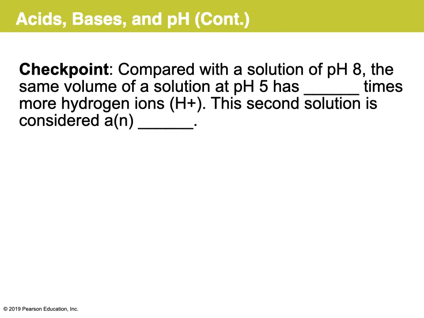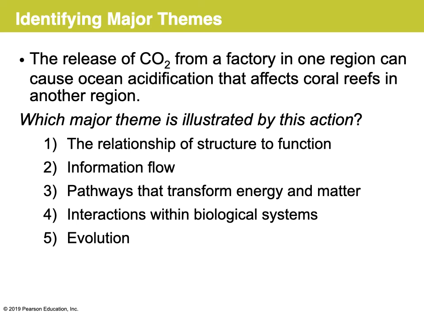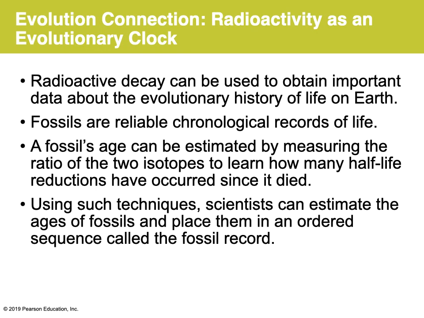Okay, so I'm going to just skip over this. All right, so evolution connection. Last major point: radioactive decay can get used to observe important data about the history of life on Earth, right? Some things have been alive a very long time ago, and we can find remains of them today. One way you can get an idea of how old something is, is by taking fossils and measuring the ratio of two isotopes to learn how many half-life reductions have occurred since it died.